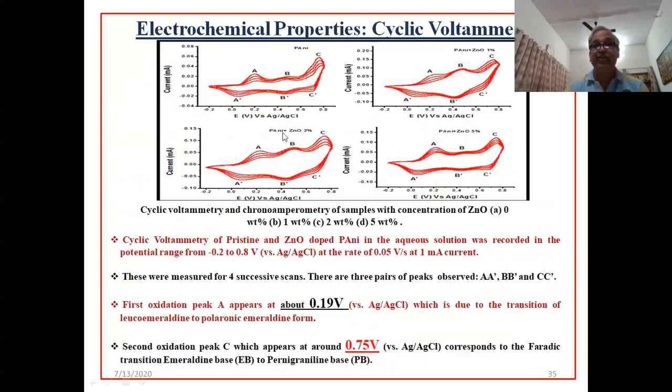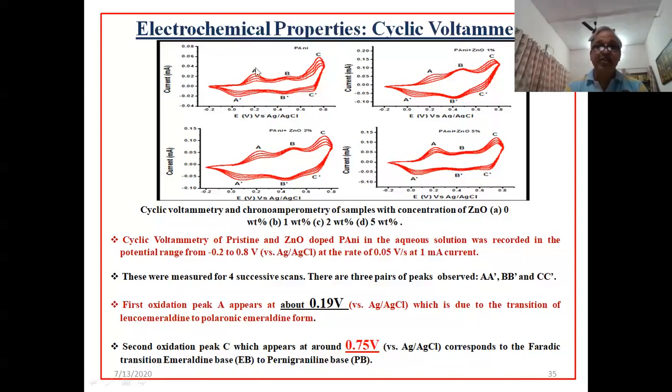And this is the electrochemical properties of cyclic voltammetry. Here we are taking the potential range of minus 0.2 to 0.8 with respect to AgCl reference electrode. And the scan rate is 0.05 volt per second at 1 milliampere current. And we observe three peaks, A, B, C. And we repeated this four times.